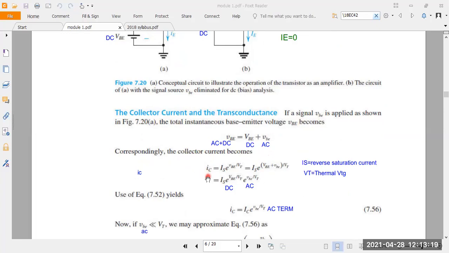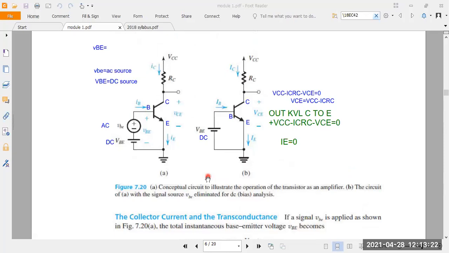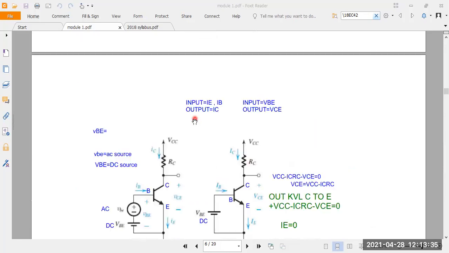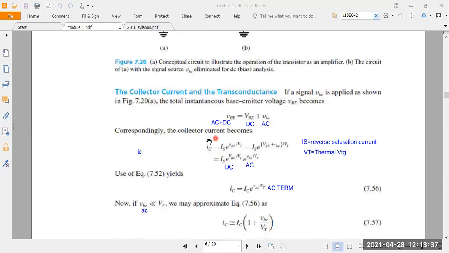So what you took previously for the collector current here? IS e to the power of VB divided by VT. This is the normal equation for the collector current. Same pattern you take here. Here they have taken small ic. Small ic means the output current is what here? AC. The output current is AC. That should be equal to the same.